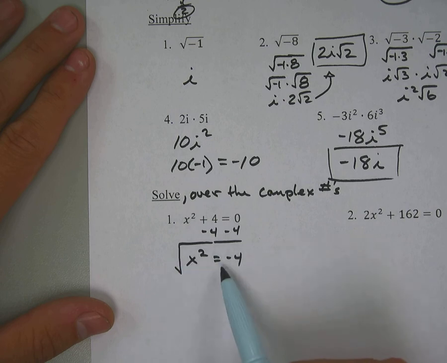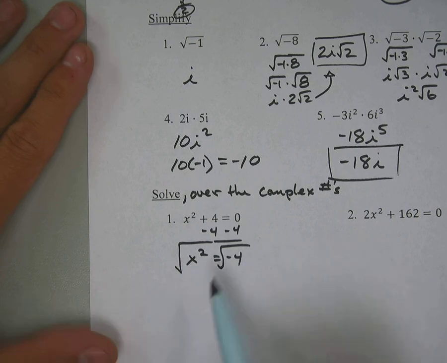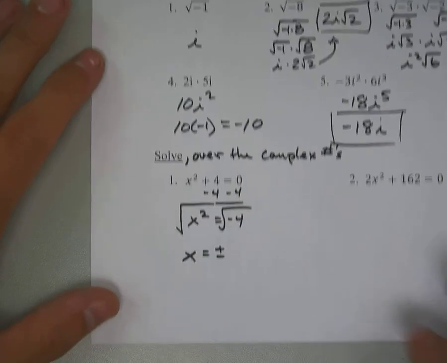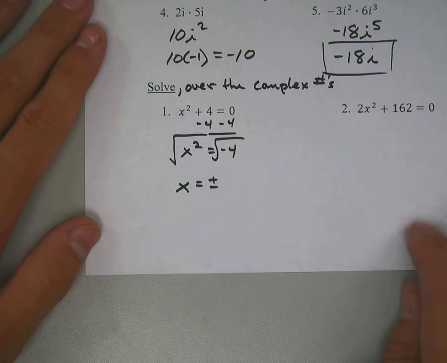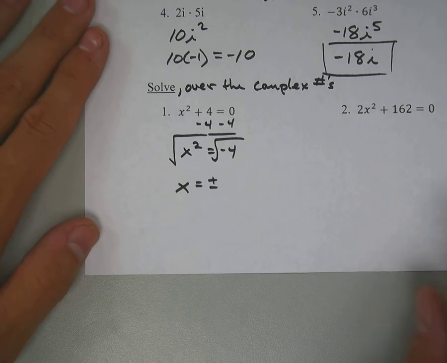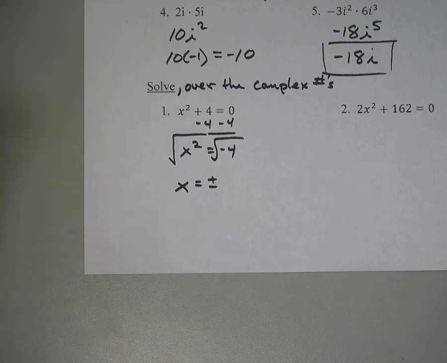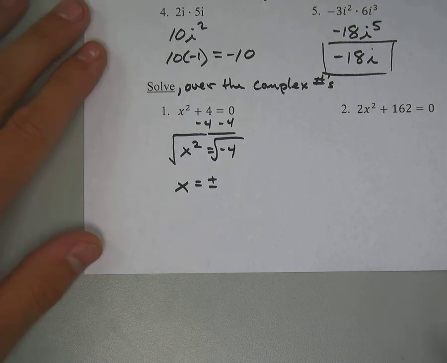Then I would square root, and so this is x. I would get plus or minus. Now here, square root of negative 4. Up until this point, we would say, oh, that's impossible. So I have no solutions, or no real solutions is what you would say. And that's true. You don't have a real solution. You have an imaginary solution.